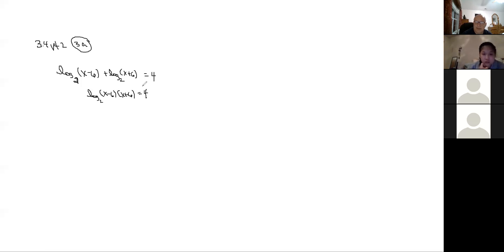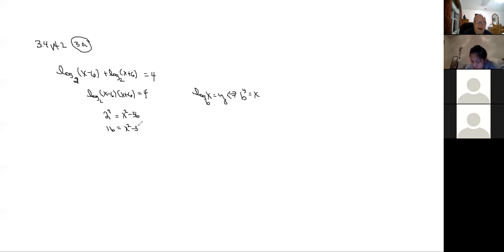Got it? Yes. Well, then there's a rule of logarithms we learned back in 3.2, that if you had log base b of x equals y, then that means b to the y equals x. And it works both ways, actually. So the base is 2, so it's going to be 2 to the 4th, and that is equal to x squared minus 36, because x plus 6 times x minus 6 is x squared minus 36. Now 2 to the 4th is 16.